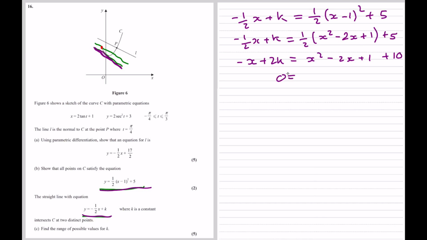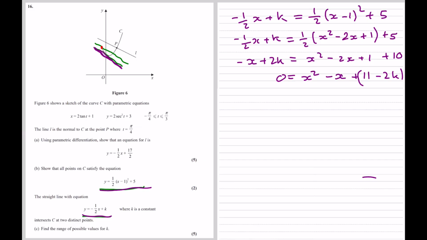So we've got x squared. Our x terms, we've got minus 2x plus another x, so minus x. And then we've got 1 and 10, so 11, take away 2k. So that's our c term.